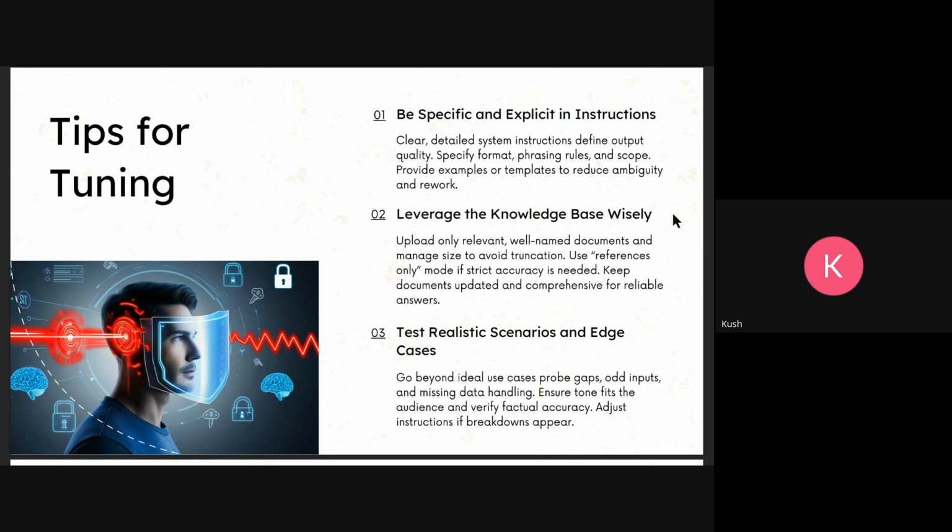Next is testing realistic scenarios and edge cases. So, you should not just test the GPTs on generic things. You should be testing it with really specific tasks. Try to break your GPT by asking unusual but possible questions. So you see how much tuning you need. This helps you ensure that it handles unexpected inputs gracefully. For example, ask your audit GPT what it would do if some checklist item is not applicable. So you will know what type of output you are going to get.